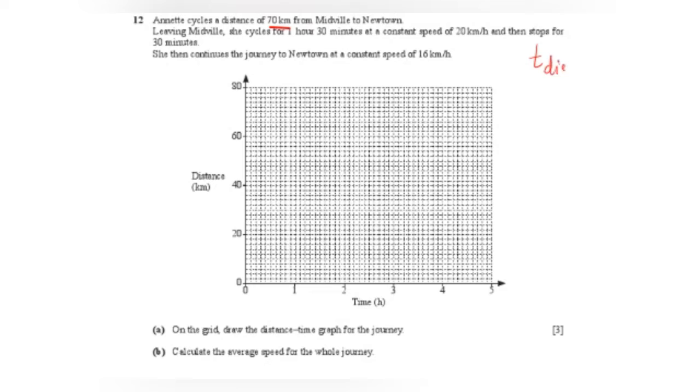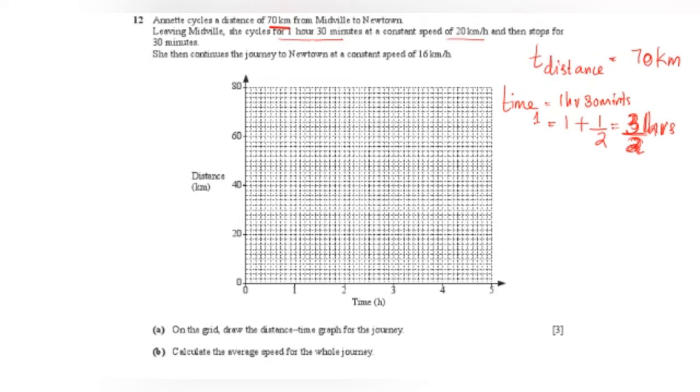So the total distance is equal to 70 kilometers. The time for the first part of the journey is 1 hour 30 minutes, which means it's 1 plus half an hour, which is 3 by 2 hours in total. The speed with which she travels this distance is given as 20 km per hour. So speed is equal to 20 km per hour.